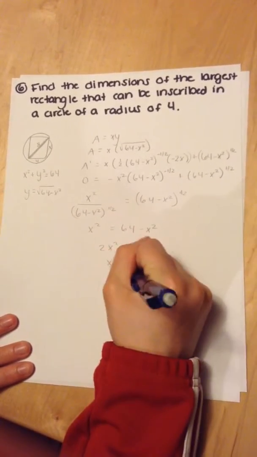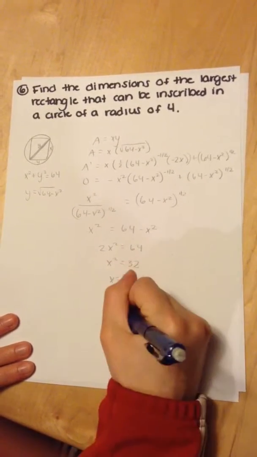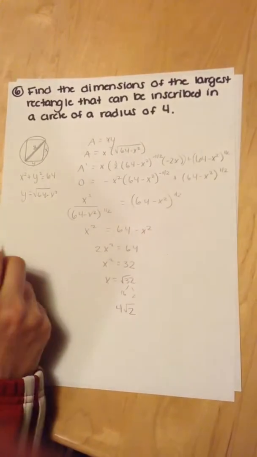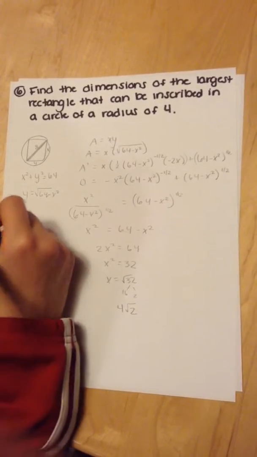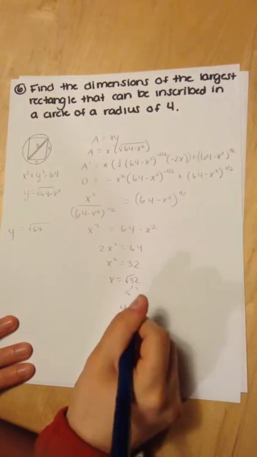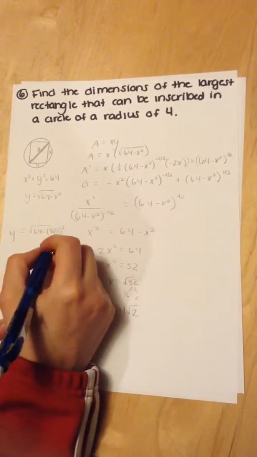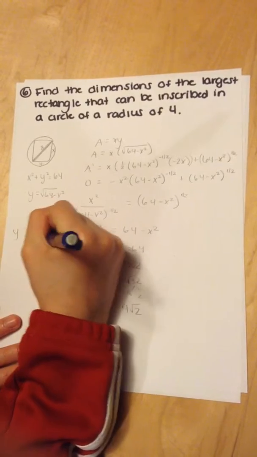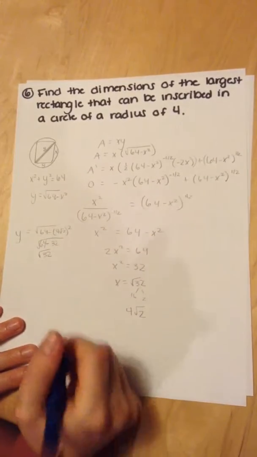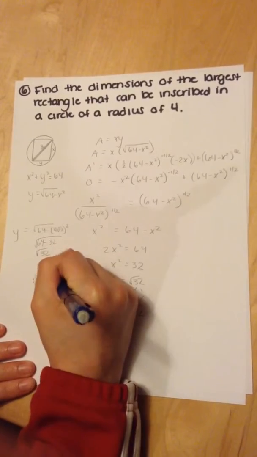So x equals rad 32, and that simplifies to, you could take out a 16 and you're left with a 2, so that's 4 rad 2. So now if you plug into the beginning, your y is going to equal rad 64 minus, this will be your x, so 4 rad 2 squared. So 4 squared is 16 times rad 2 squared is 2, so that's 64 minus 32, so that's rad 32 as well. So the dimensions of the largest rectangle will be 4 rad 2, comma 4 rad 2.